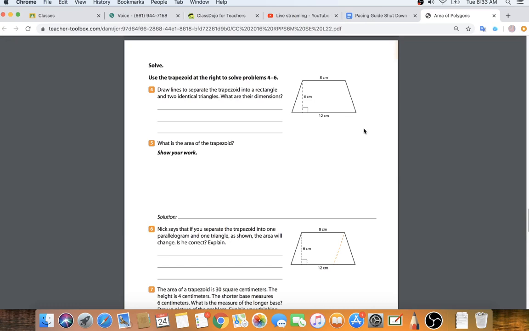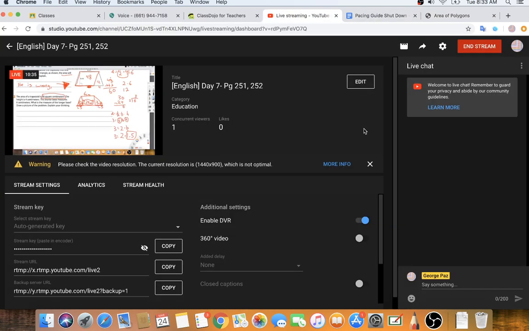See if you can do it again. That's actually a good practice problem. But that's it for day 7, page 251 and 252. Next video will be 253 and 254.